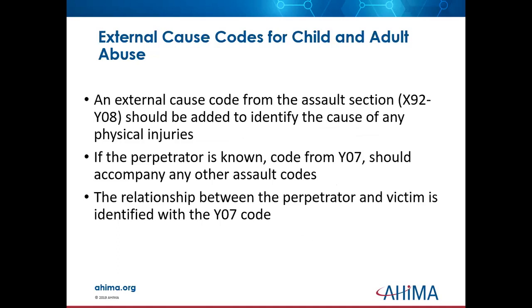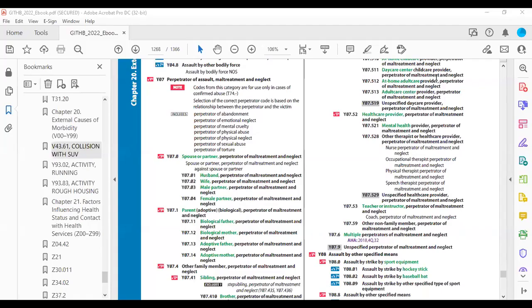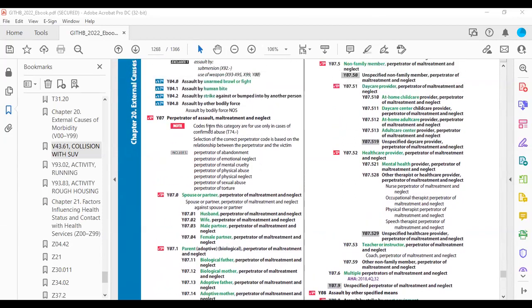Again, as we mentioned, the external cause codes for child and adult abuse are X92 through Y08. And if the perpetrator is known, we use Y07. Let's take a look at that in the code book for an example. So here's what we're talking about, Y07.